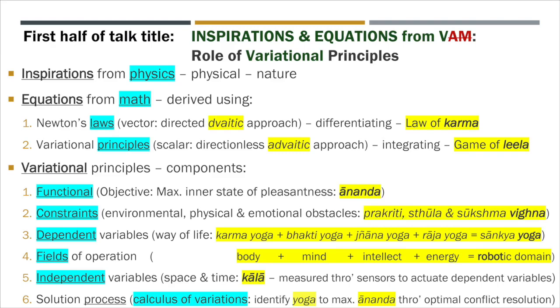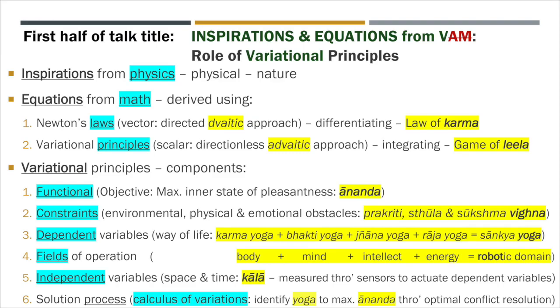With respect to a path like Bhakti Yoga, you cannot go beyond your mind. It has to be within the realms of your mind. So again, you set up a subset of options in which you search. When it's Jnana Yoga, you search within your intellect, and when it's Raja Yoga, you search within your energy bodies. Now, this whole thing, the body, mind, intellect, and energy, are basically what is a robotic domain. And within this robotic domain, you have to search for solutions.